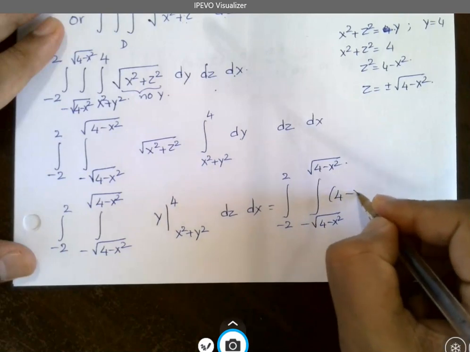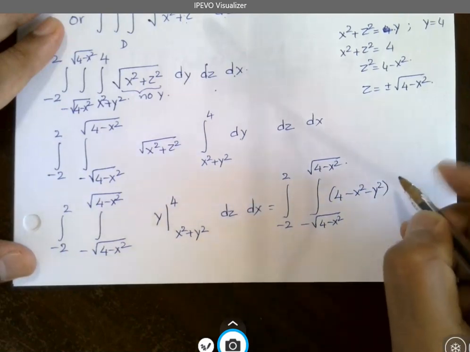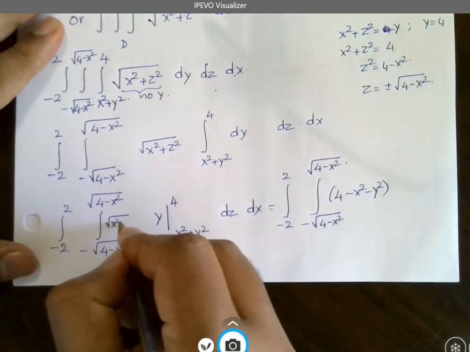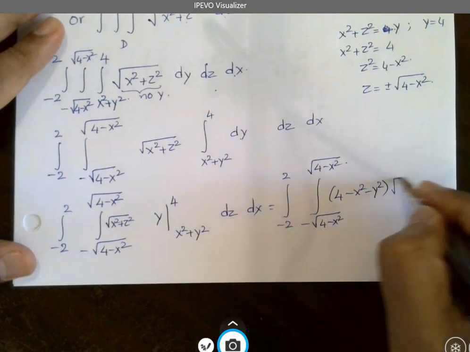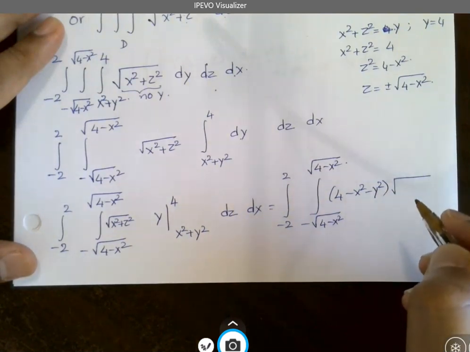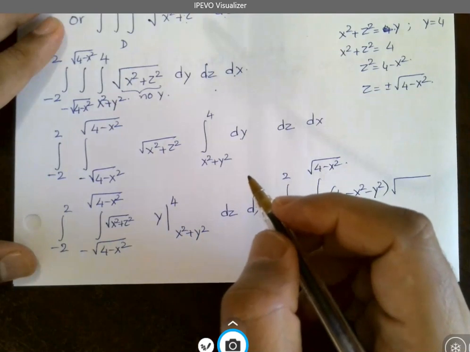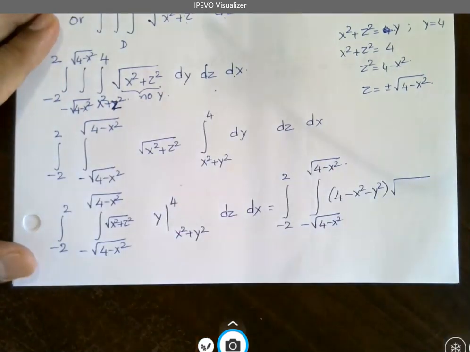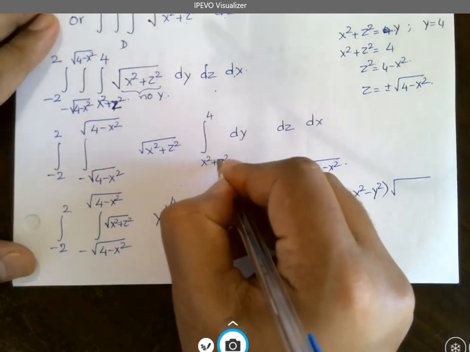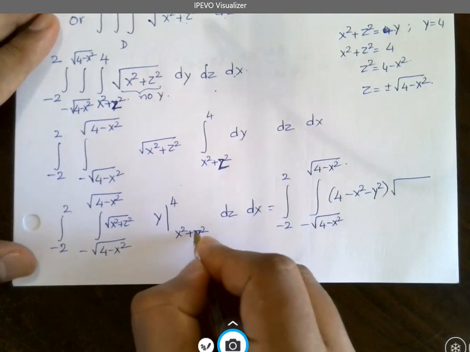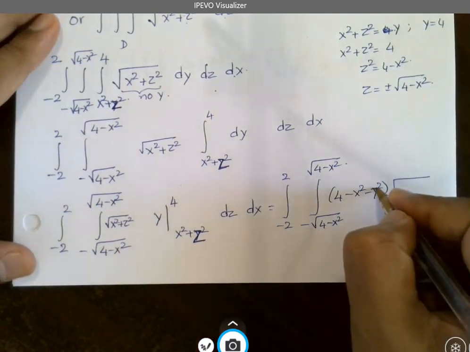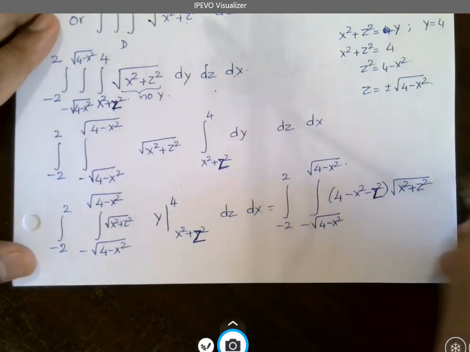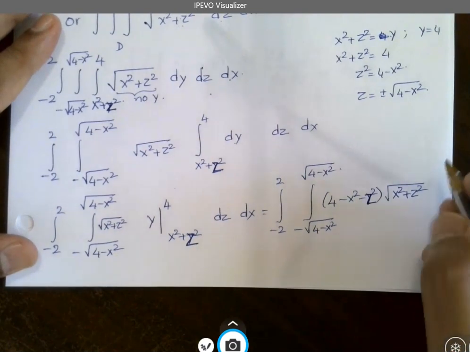This is going to be 4 minus x squared minus y squared, and oh, I forgot my function, right? This was x squared plus z squared. So I get square root of... this is not y squared, okay, this is z squared. This is z squared, and this is also z squared. I hope you don't get confused. So this is also 4 minus x squared minus z squared, and this is going to be square root of x squared plus z squared, and you get dz dx.